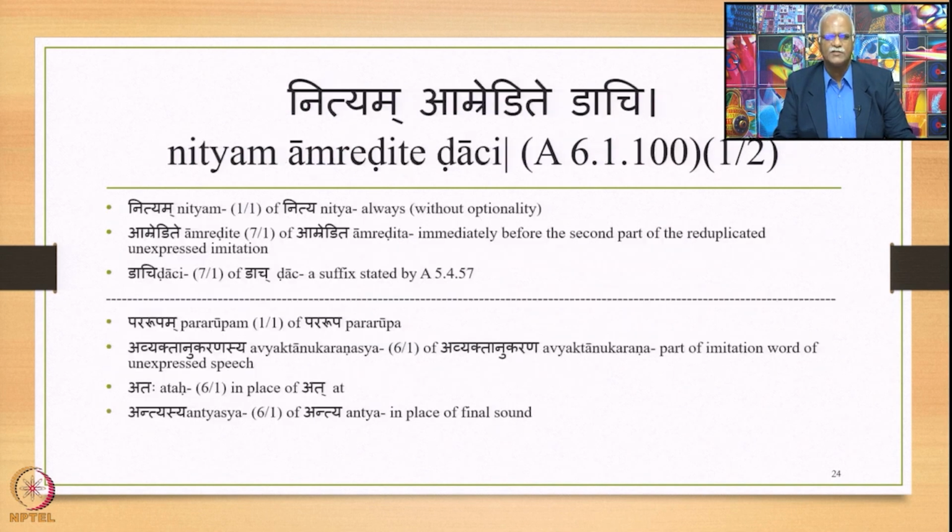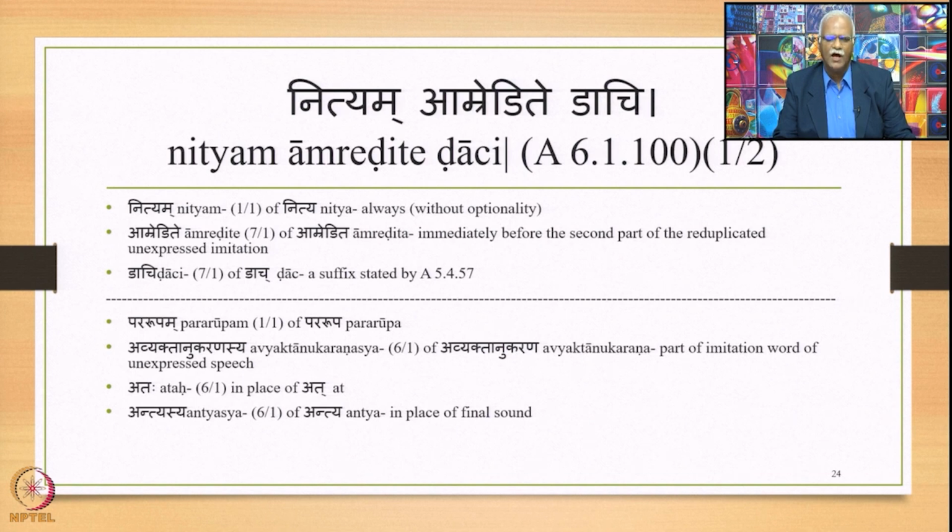Let us look at the next sutra, nityam amredite dachi. This is 6-1-100. There are three words in the sutra. Nityam, 1/1 of nitya, which means always or without optionality. Amredite is 7/1 of amredita, which means immediately before the second part of the reduplicated unexpressed imitation. Dachi is 7/1 of dach, a suffix stated by 5-4-57.